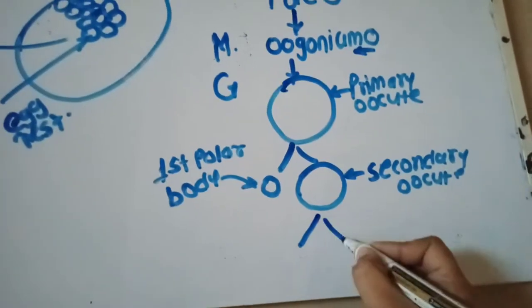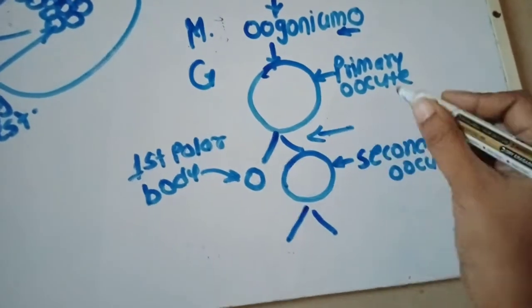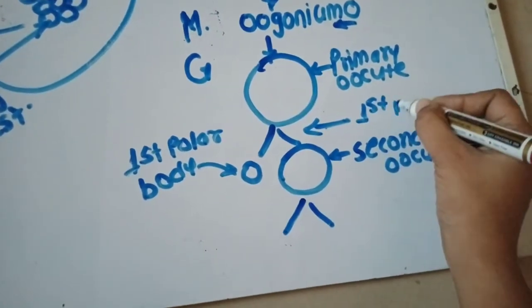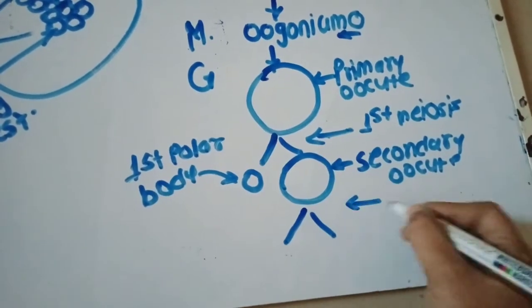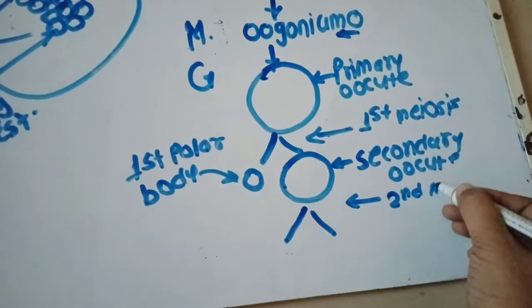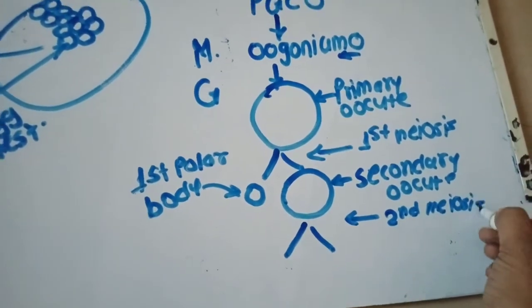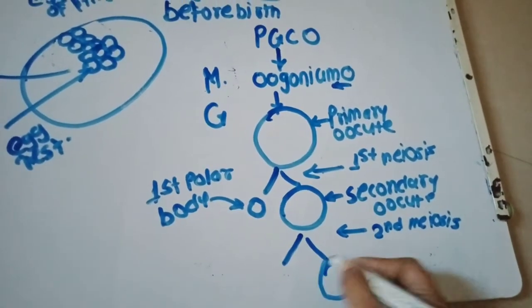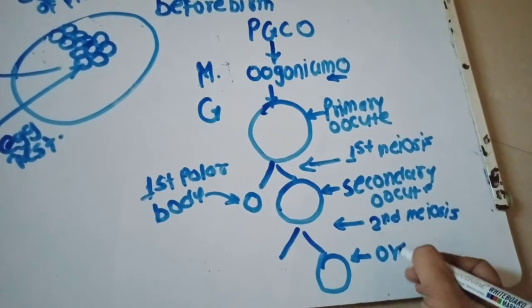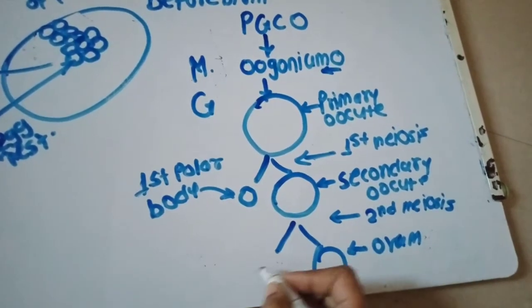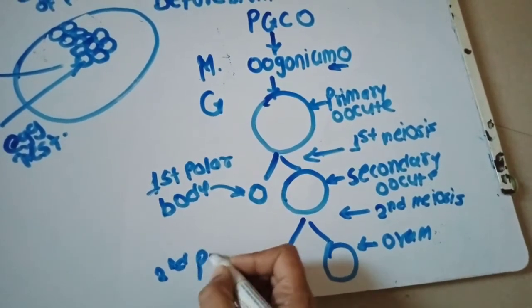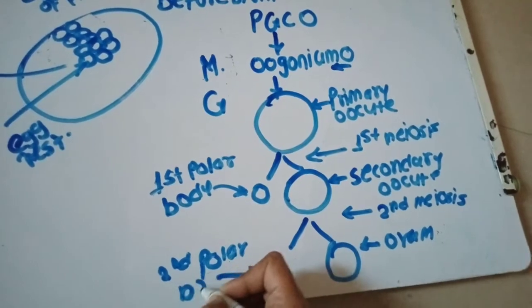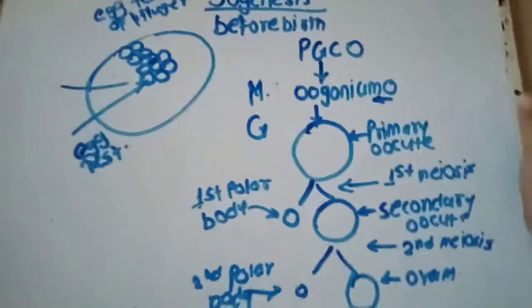This is your first meiosis. Then the secondary oocyte undergoes second meiosis, and finally your ovum is formed. This is the egg, or you can call it the ovum, and here is again a second smaller body. This is the second polar body. Okay, so this is how it works.